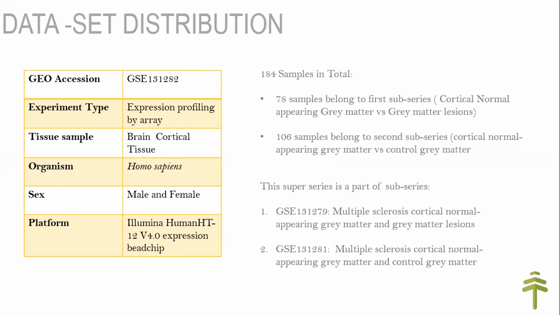I started searching my data set. This was the data set that I found, and it consists of tissue samples of cortical tissues, and it had 184 samples in total, out of which this is a super series. So I took only one sub series that had 78 samples, which had gray matter lesions versus control gray matter.